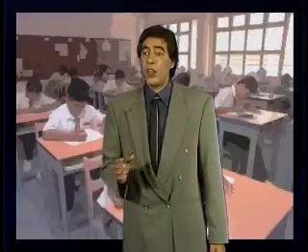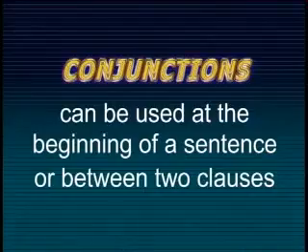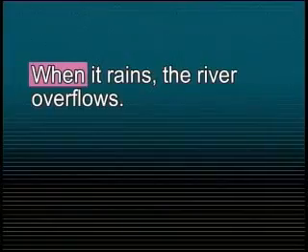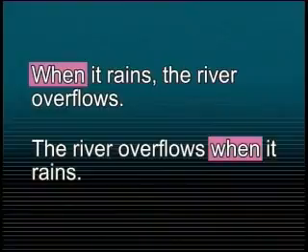What else do we need to know about conjunctions? A conjunction can be used at the beginning of a sentence or between two clauses. So we can say, when it rains, the river overflows, or the river overflows when it rains.